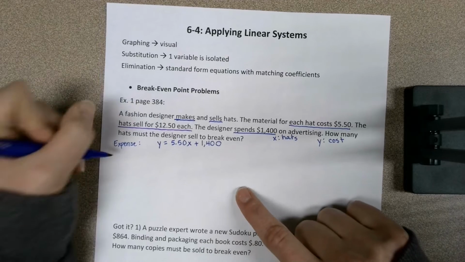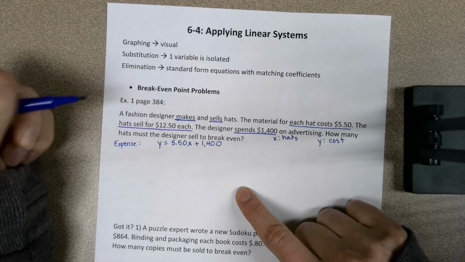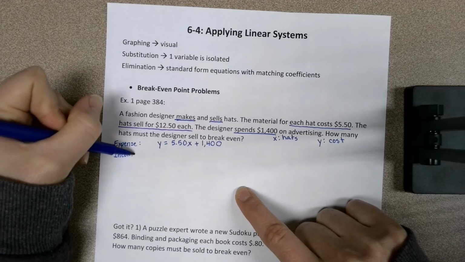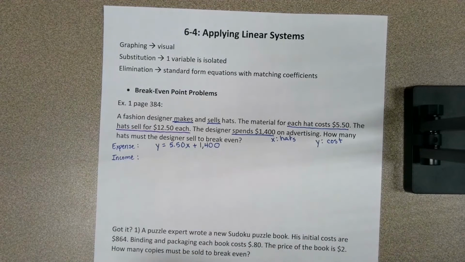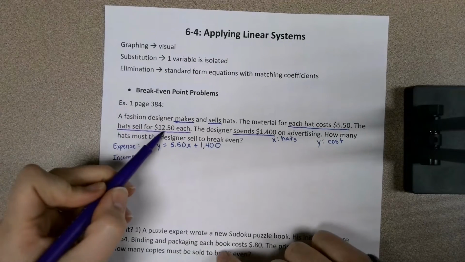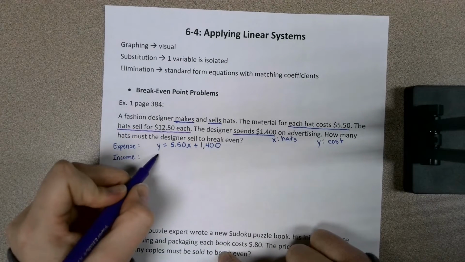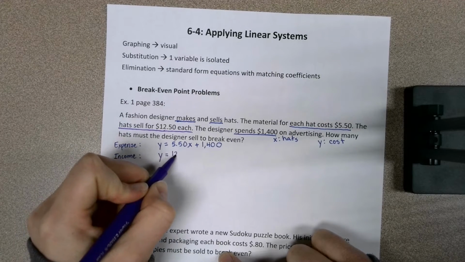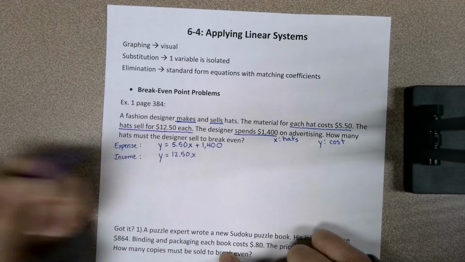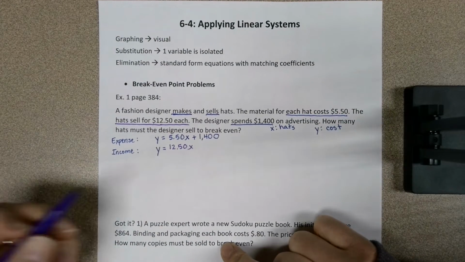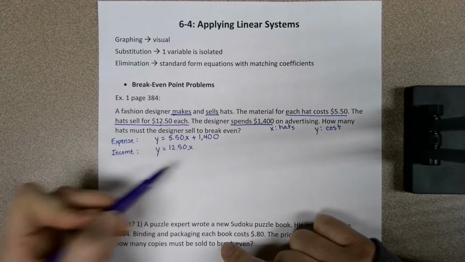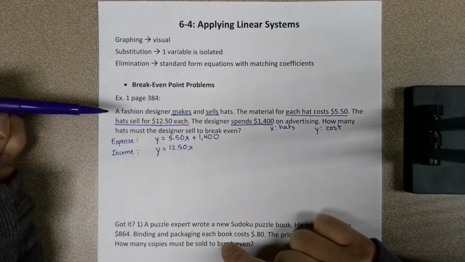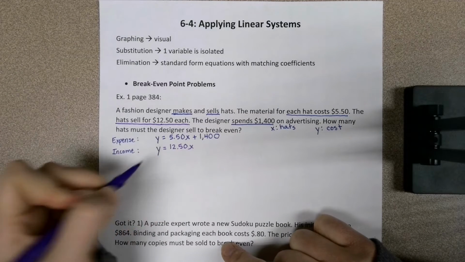Then we also have the money that the seller is going to make, or the income. The designer is going to make $12.50 on each hat, so we can say the total amount of money is going to be equal to $12.50 per hat times X. Now we have two equations representing our situation. Again, it's a system, so we need two equations, and we have a variable isolated for each.